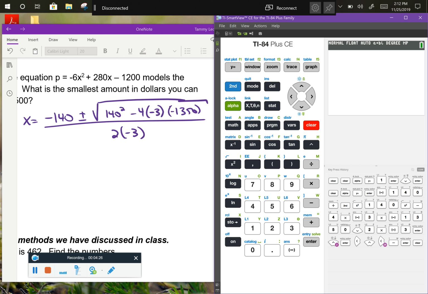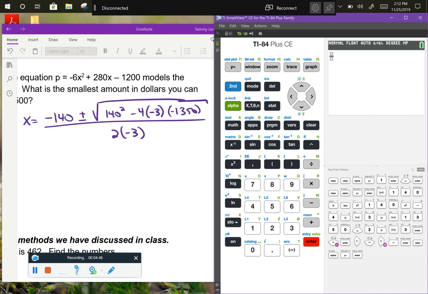All right, so I'm going to clear my calculator out. And in my calculator, I'm going to make use of the fact that I can make a nice handy-dandy fraction by doing alpha y equals and choosing number 1 to make the little fraction symbol. So I'm going to do that. Then I'm going to enter my fraction exactly the way I have it written on my paper, except there is no plus or minus. Okay?